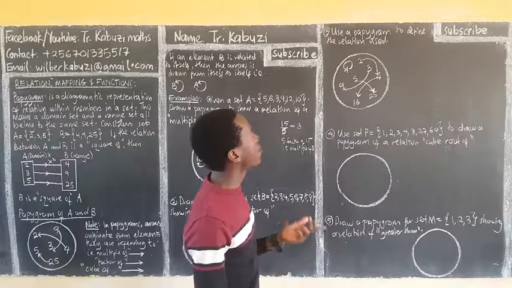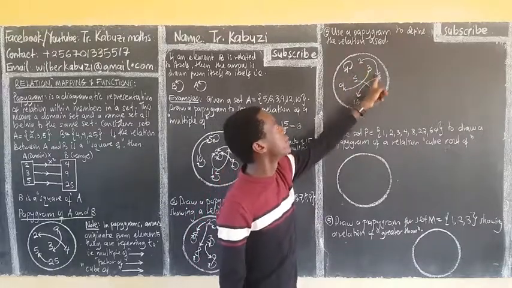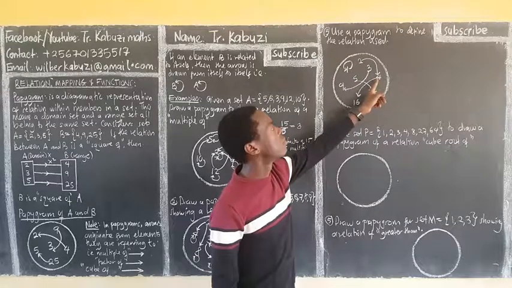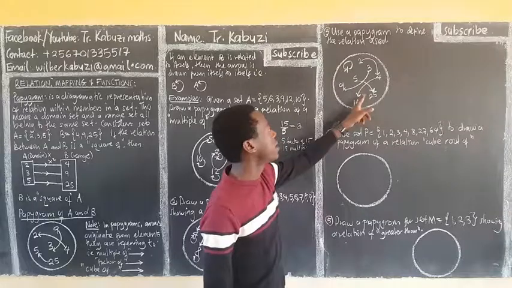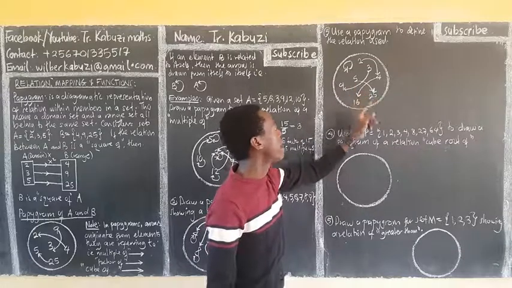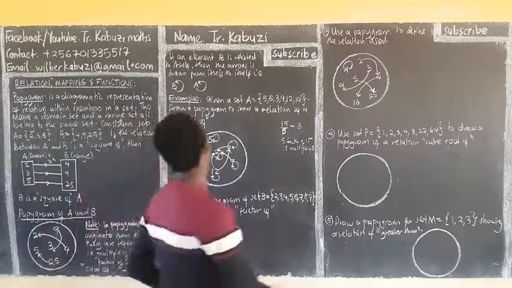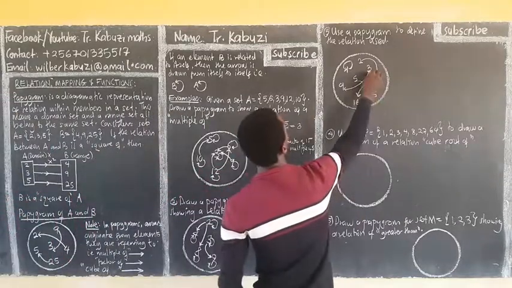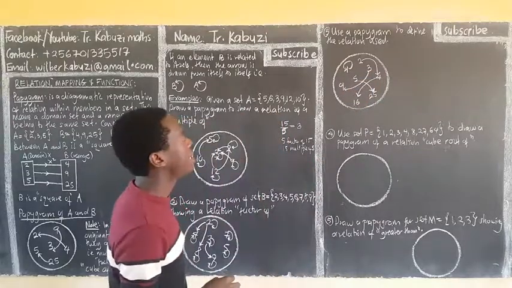Now what about the square? 1 is a square of itself, but 2 is not a square of 4. No, 2 is not a square of 4. 4 is not a square of 15. 5 is not a square of 25. Now here, 4 is a square of 2. 9 is a square of 3. But here, they are showing 3 to 9, so that doesn't mean it's a square.